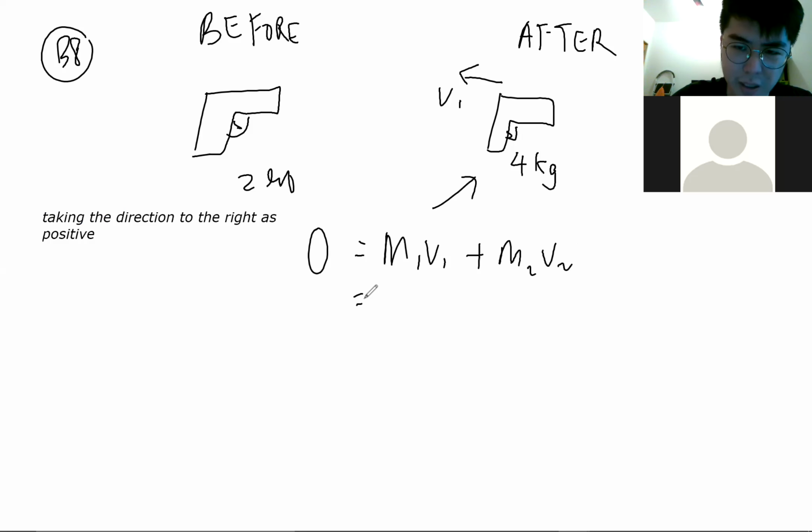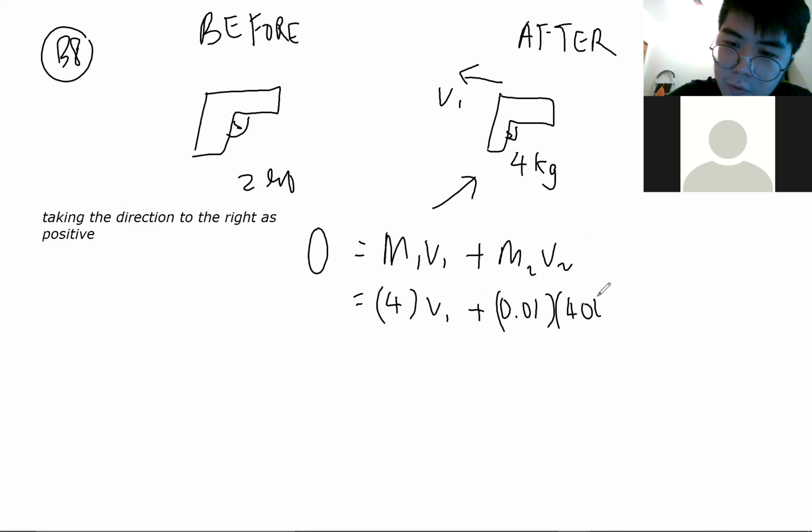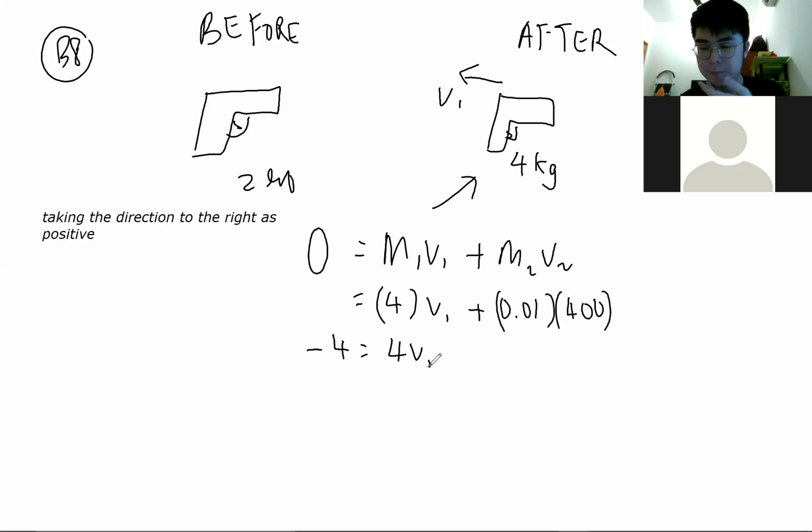Okay, so it's 0 equals 4 kg times this velocity, and since it is acting to the left, it is negative, right? Okay, we don't put the value yet because that is what we want to calculate. We put V1, right? So plus the mass of the bullet, 0.01, times the velocity, positive 400. Okay, so you work this out and you will get negative 4 equals 4 V1. You just multiply inside and then move it over to the other side, you get a negative, right? Negative 4 equals 4 V1.